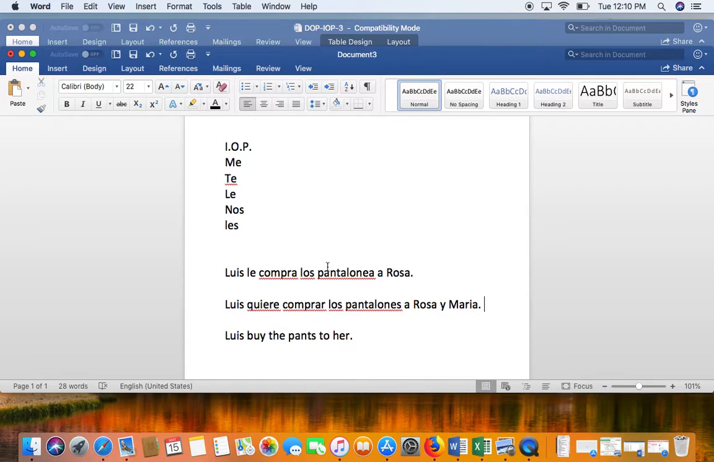One way is to place the right pronoun here. But first we're going to figure out what the right pronoun is. He is doing something for two people, Rosa and María. In English it would be them. What is the pronoun for those two girls? Let's see which one you think it is. Correct, it's les. Luis les quiere comprar los pantalones a Rosa y María.